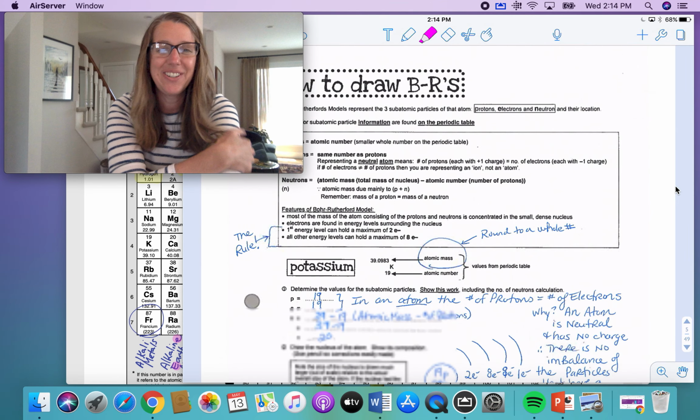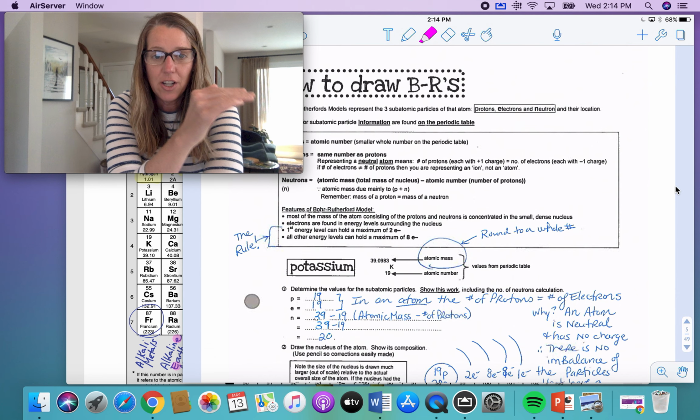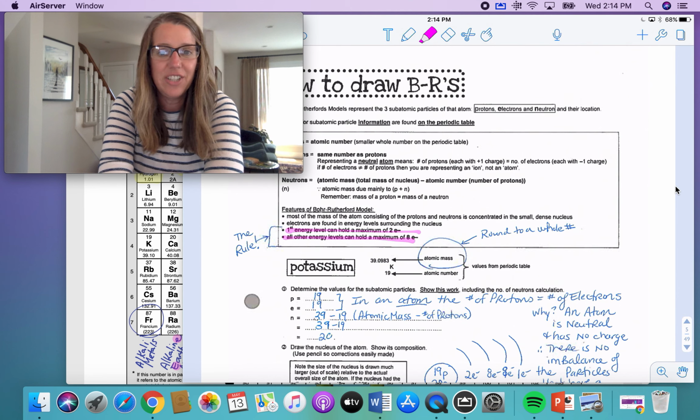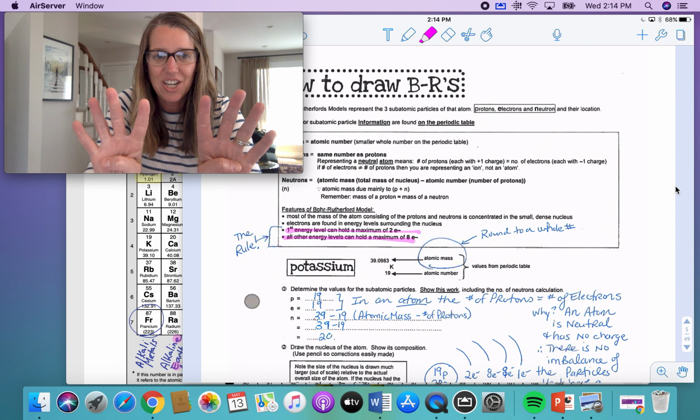Moving on, let's see if we remember from grade 9 how to make a Bohr-Rutherford diagram, okay? Follow very carefully the rules. First energy level can hold a maximum of 2 electrons. The next energy level can hold a maximum of 8 electrons.